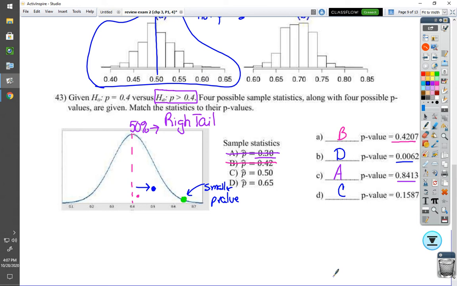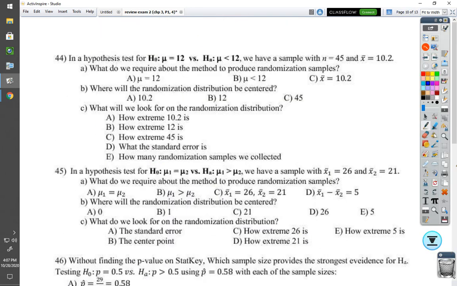Remember, the further you move away from the center, the lesser the p-value. The closer you are to the center, the greater the p-value.